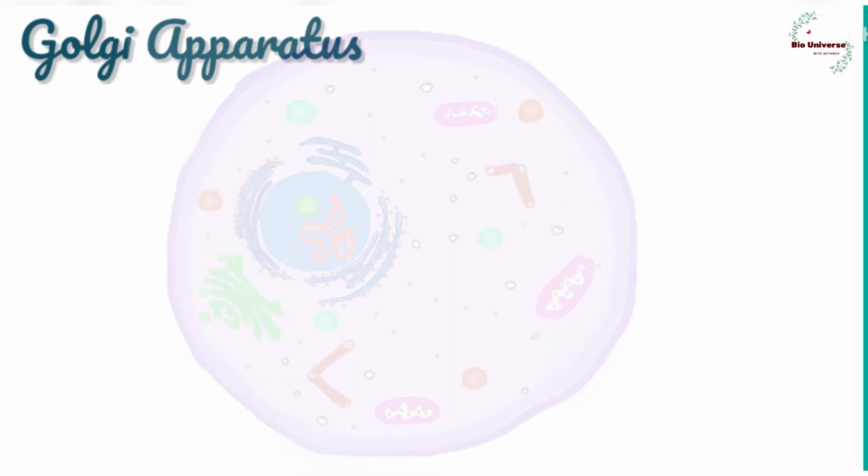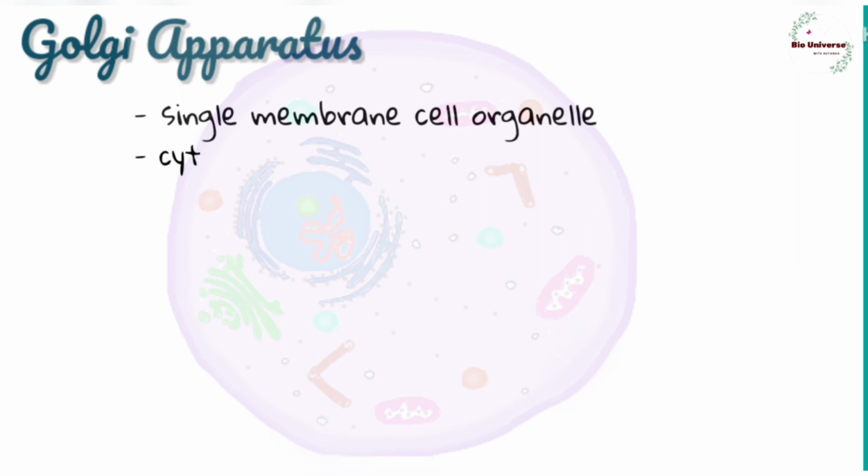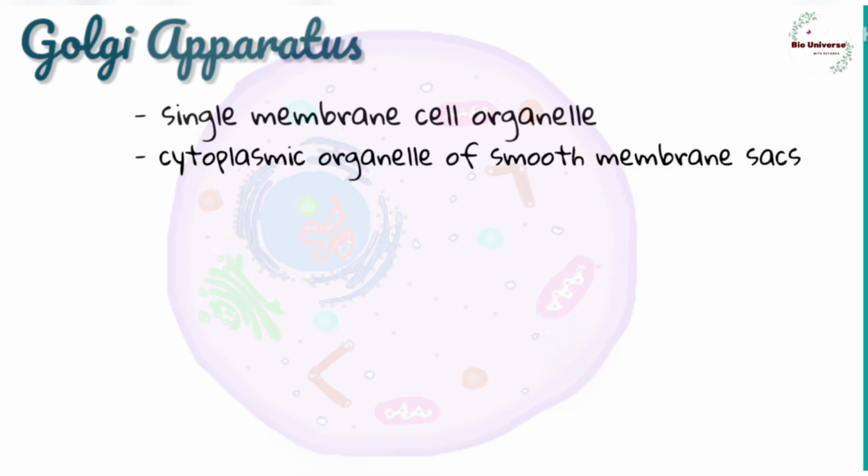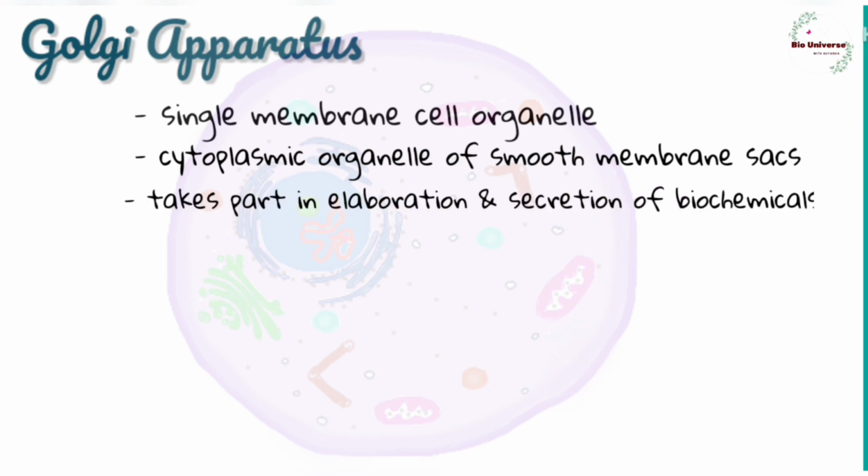Golgi apparatus is a single membrane cell organelle. It is a cytoplasmic organelle of smooth membrane sacs or cisternae, tubules and vesicles which takes part in elaboration and secretion of complex biochemicals. Synonyms of Golgi apparatus: it is also known as Golgi complex because it is made up of a series of stacked cisternae.